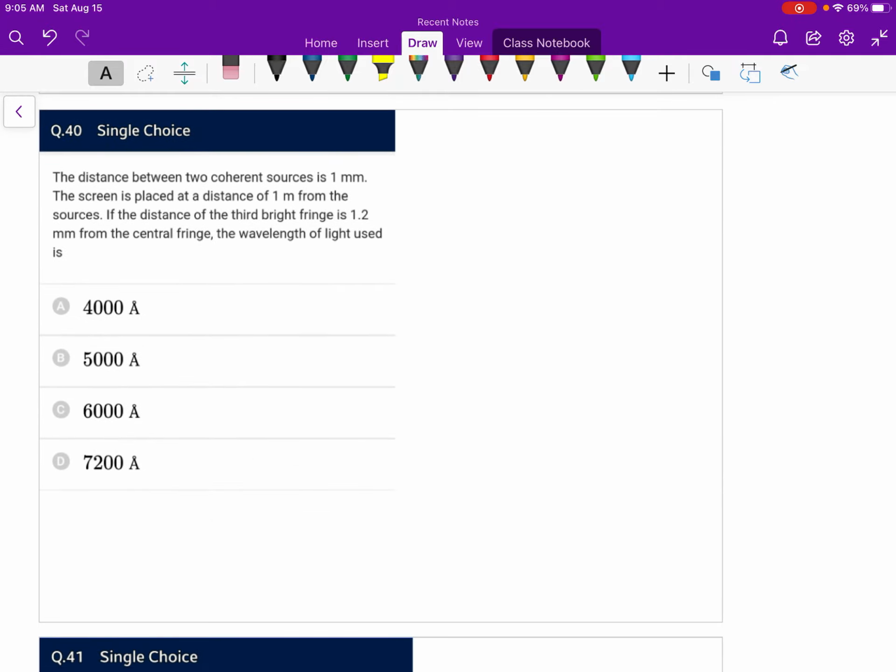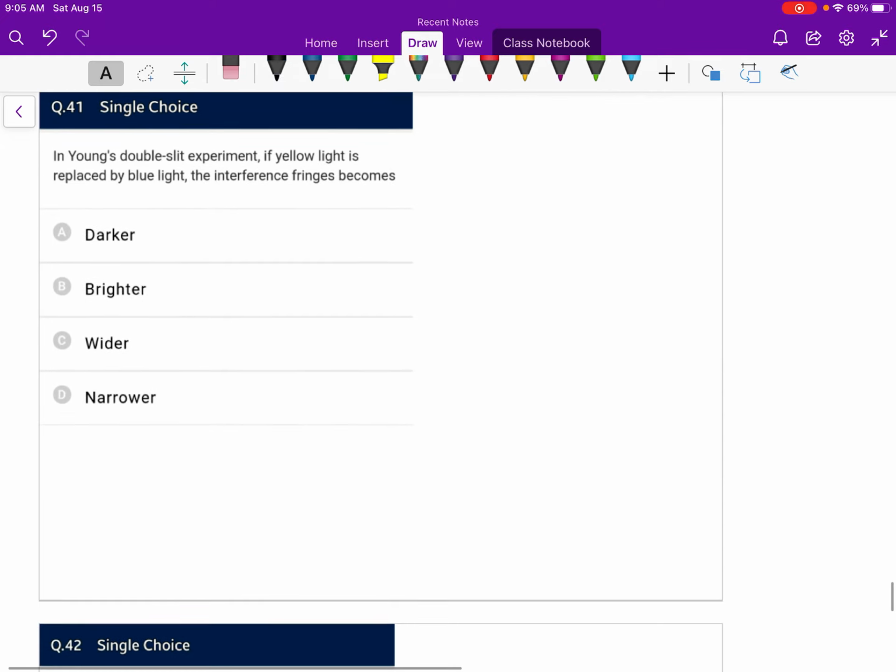The distance between two coherent sources, small d, is given, capital D is given, and the position of the third bright fringe from the central fringe is given. Find the wavelength of the light. So Y is 3λD/d, so λ is Yd/(3D). You can calculate, the calculation is easy.